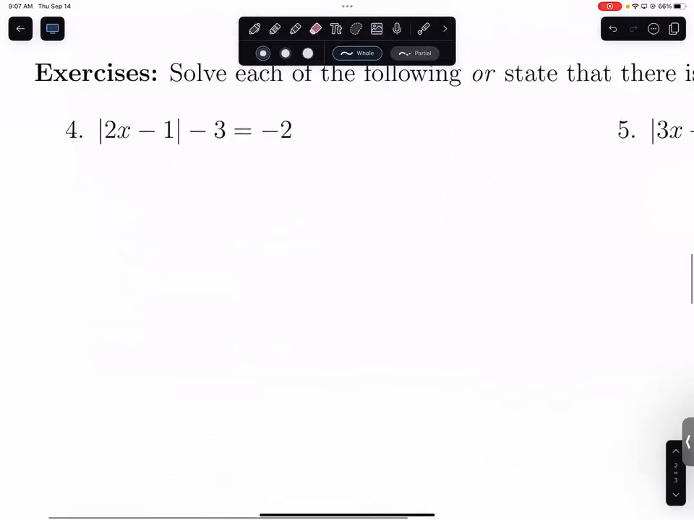Okay, and then I asked you to go home and do a couple of these, and you did. So let's talk about a couple of them. What do we need to do first in number 4?